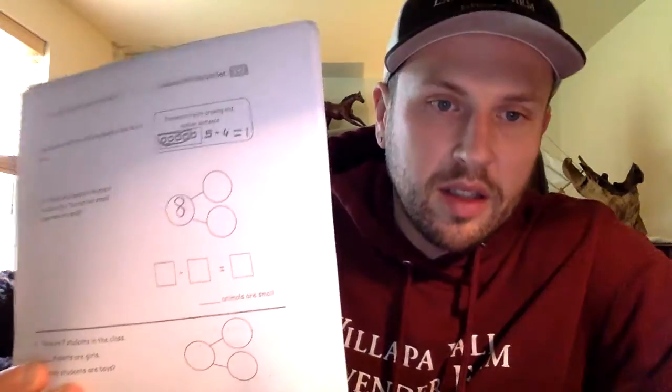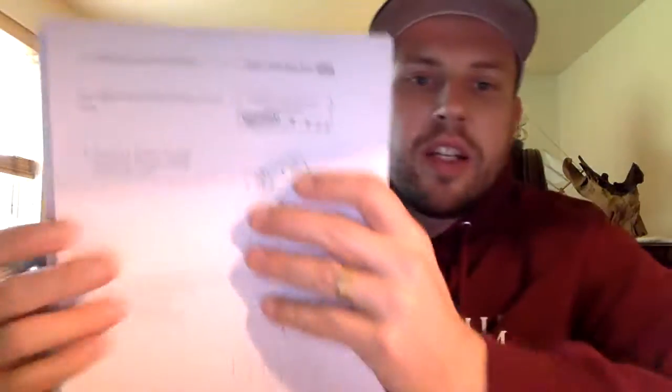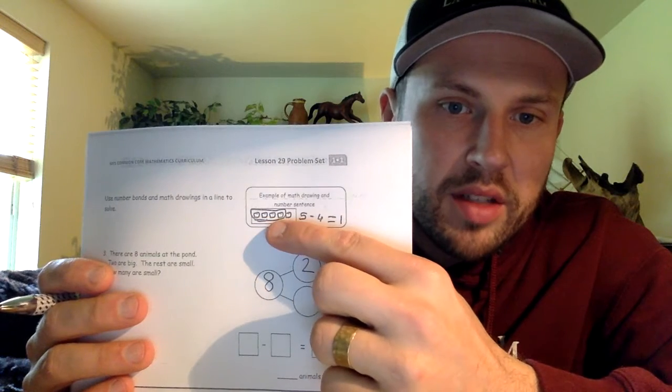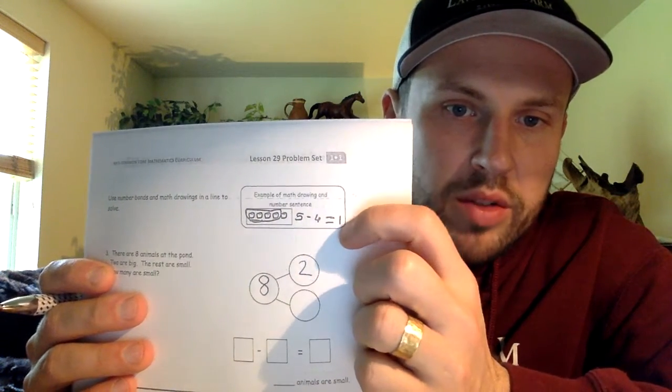So in a number bond there's a part and a whole relationship. So 8 represents the whole, and we know that 2 are big, and that represents one part of the whole. So here in the top, we're going to put a 2. Now, we're going to draw a picture like the one you see up here. It says 5 minus 4 equals 1.